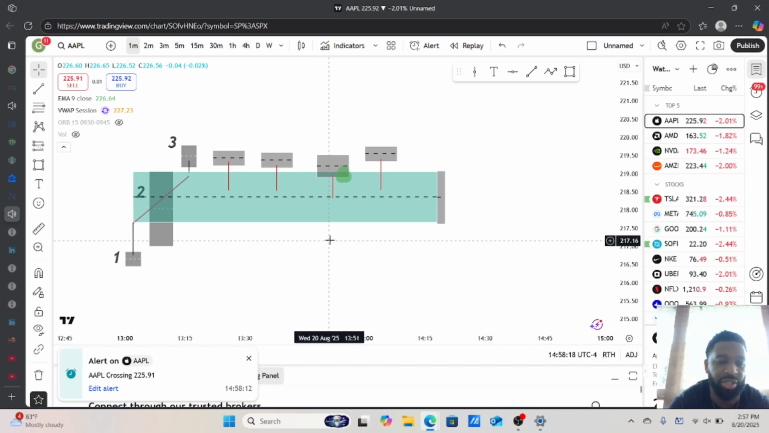And as you see, Apple's making a move right now. So I'm going to have to close my laptop before I'm too tempted to take a trade.